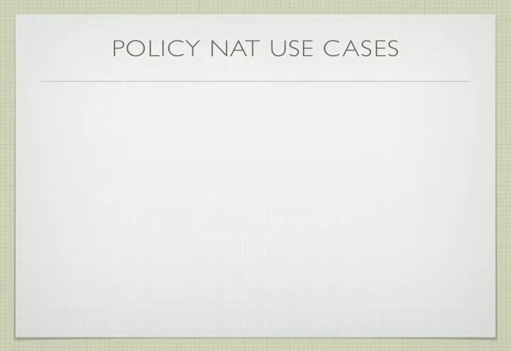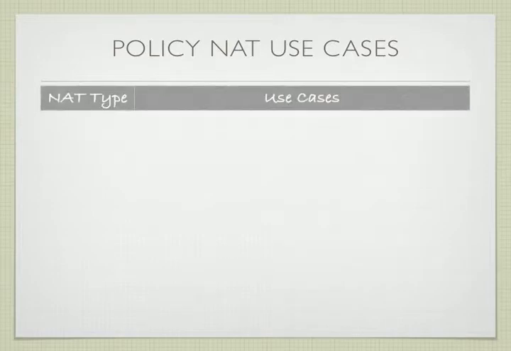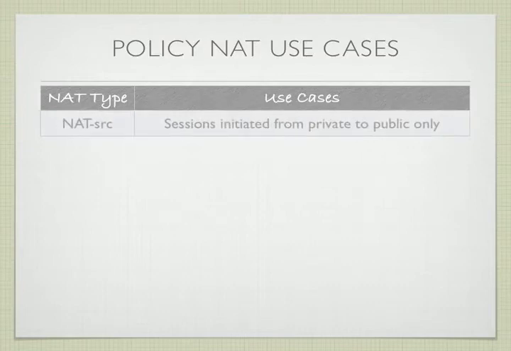Okay, so what are our use cases for these different scenarios? We saw that some of these functions are performing the same technical function. What are the recommended use cases for each of these types of configurations? If we're going to use policy source NAT, this is recommended for sessions that are initiated from a private to a public network. So instead of using interface-based NAT, policy-based source NAT is recommended for all your traffic that comes from private addresses and goes out to the internet.